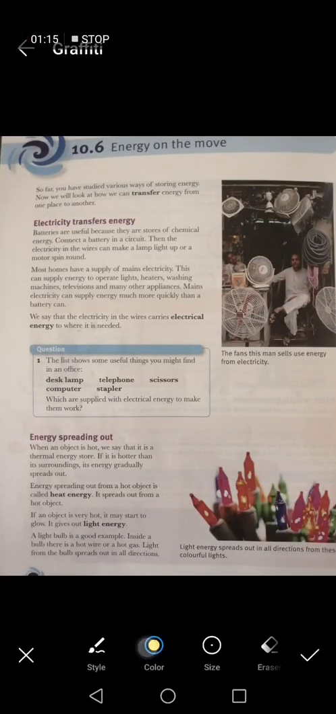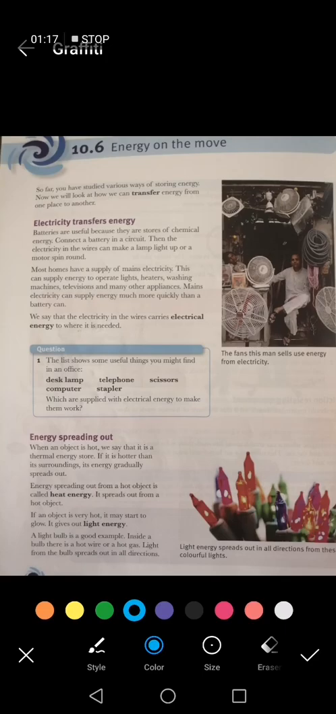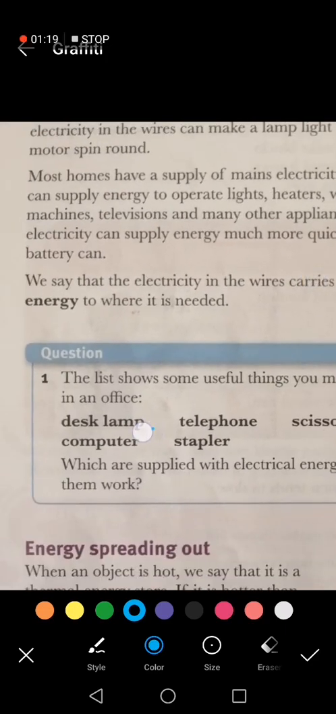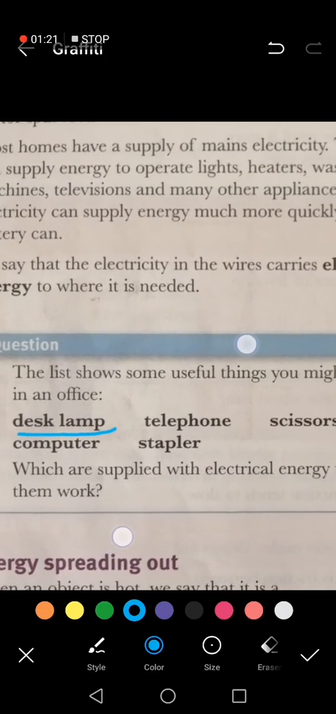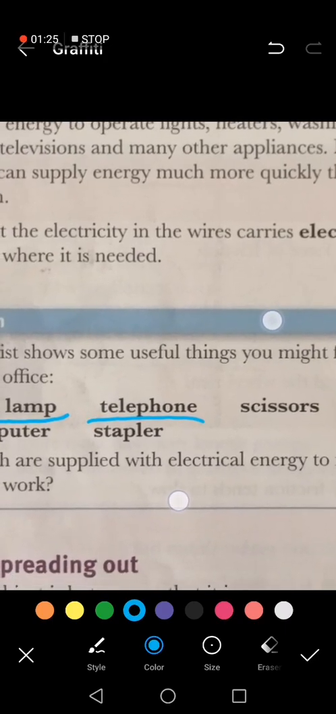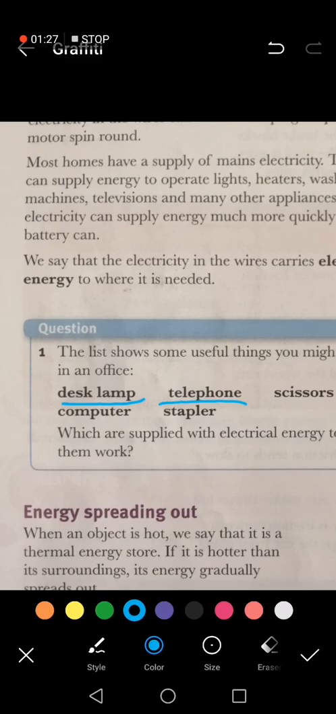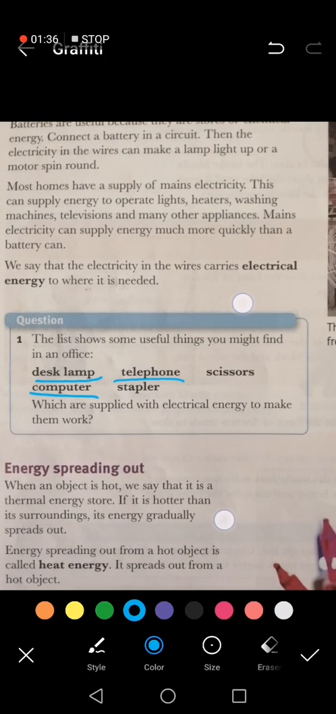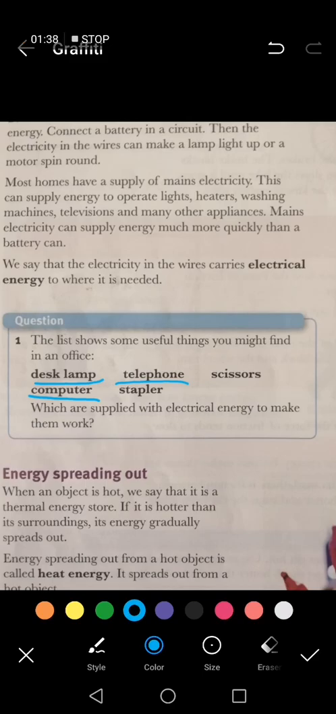A desk lamp, it needs electricity. I'm going to underline it. A telephone needs electricity. Scissors, they don't need electricity. A computer needs electricity. Stapler, it does not need electricity. Which are supplied with electrical energy to make them work? The desk lamp, the telephone, and the computer.